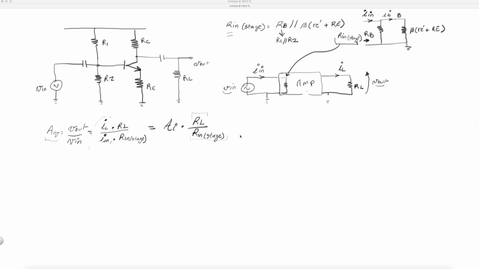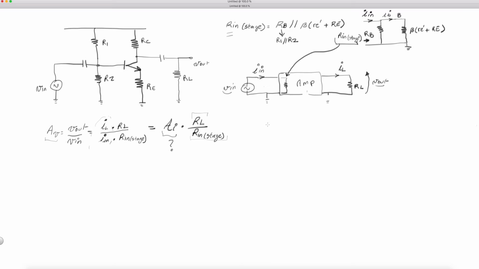Let's figure out the current gain, AI. We're interested in AI this time. We've already established the relationship between AI and AV using this model by analyzing what our end stage is, and loading, again, the stage with a load, like RL. So how do we find AI?